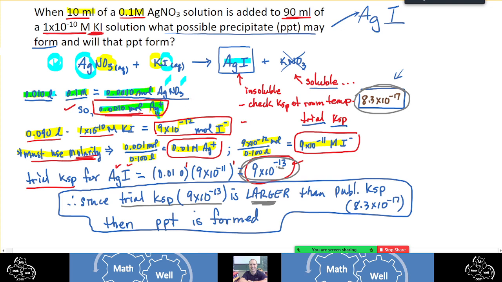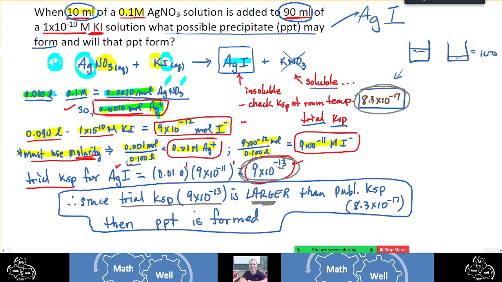So I take the moles of silver and I divide by, and this is important, because I've got 90 mils of one and 10 mils of the other. So think about that. I've got 90 mils, and I'm adding it to 10 mils of the other one. So that equals 100 milliliters, doesn't it?